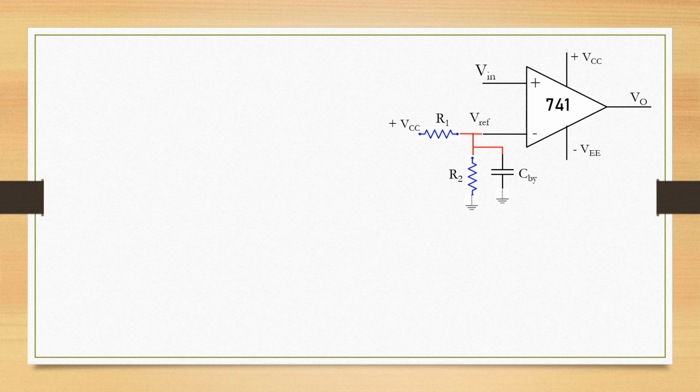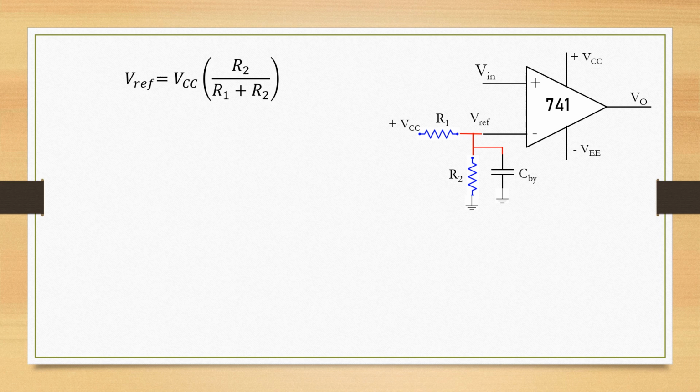And there is a bypass capacitor used, which eliminates all the AC components present in that DC, the noise part in it. The reference voltage is nothing but the voltage across the resistance R2, and it can be obtained as V reference equal to VCC times R2 divided by R1 plus R2.